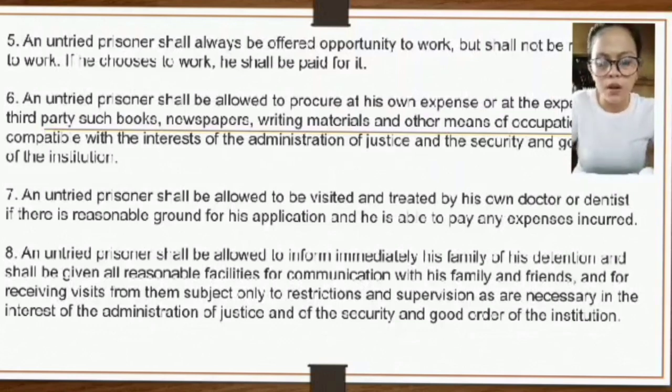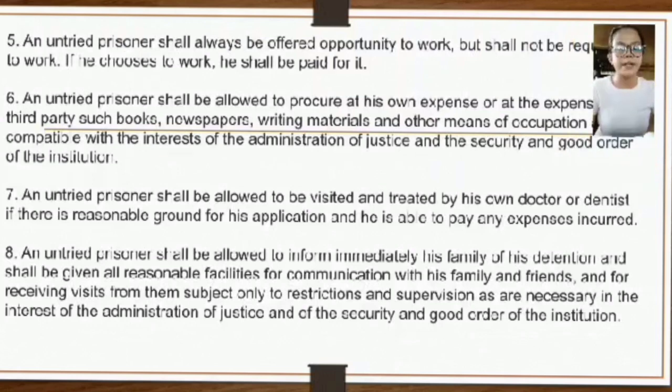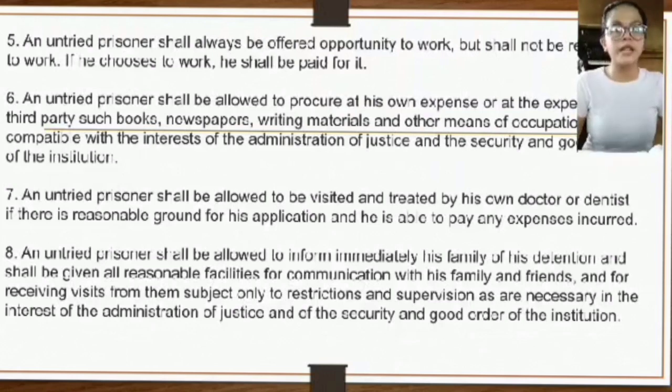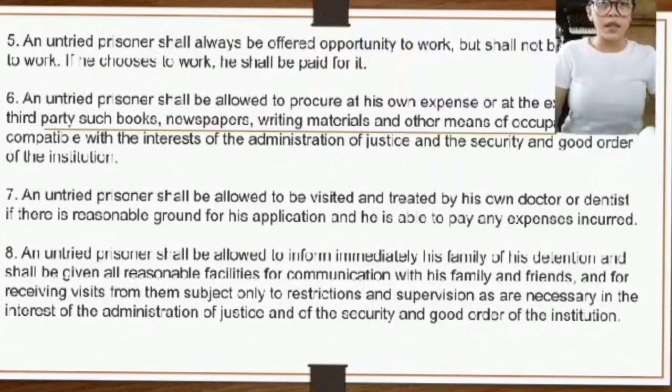Number 6. An untried prisoner shall be allowed to procure at his own expense or at the expense of a third party such books, newspapers, written materials, and other means of occupation as are compatible with the interests of the administration of justice and the security and good order of the institution. Diri sa number 6, ang isang taong wala pang final judgment ay dapat paghintulutang kumuha ng kanyang sariling gastos para gamitin at iba pang paraan ng trabaho na may kinalaman sa pangangasiwa ng hustisya at ang seguridad ng institusyon.